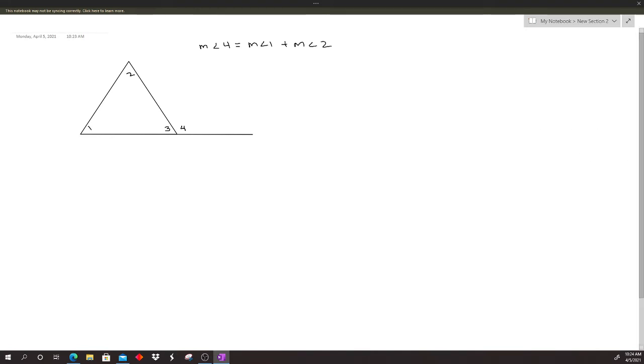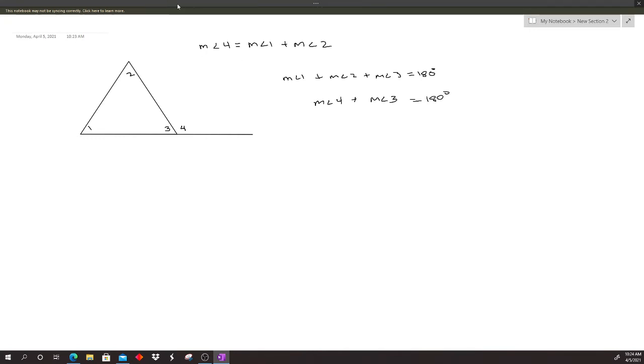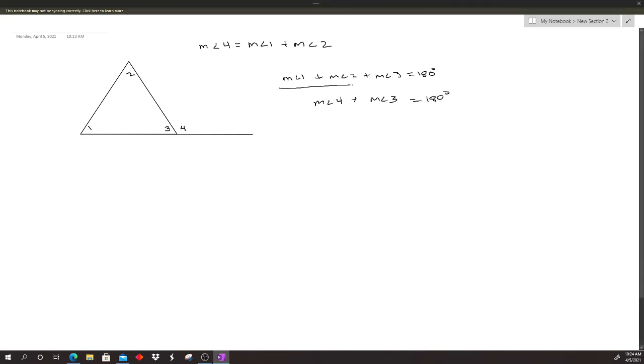And without going through the entire proof in detail, we know that angles 1, 2, and 3 have to add up to 180 degrees because they are the angles of a triangle. And we know that angles 3 and 4 have to add up to 180 degrees because they form a straight line. So if I look at this, the only way this makes sense is if 1 and 2 are equal to angle 4. And you can get that by doing substitution. You can get there a couple other ways, but that's essentially how we prove the exterior angle theorem.